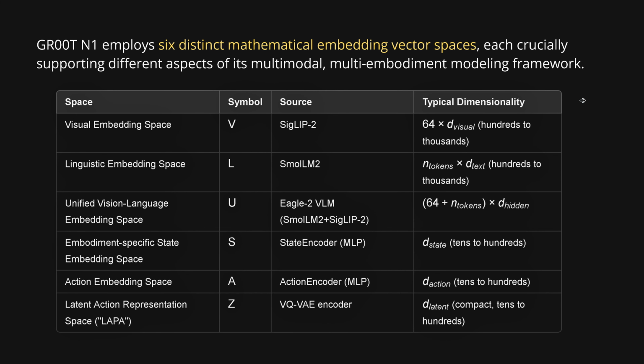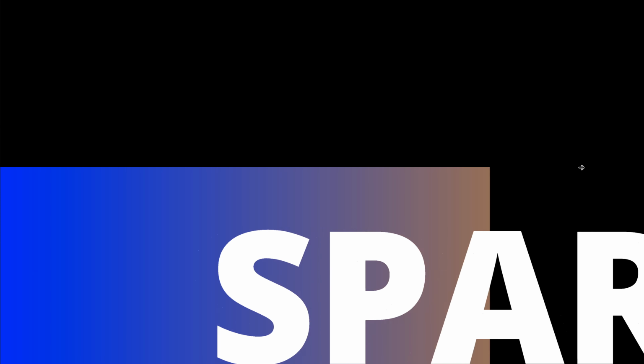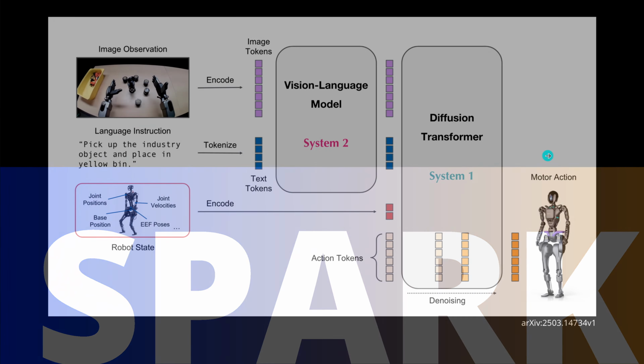Source, dimensionality, I think we have now a good understanding. We have now this new N1 AI model by Nvidia. Those are the spaces. But let's talk now about what's really interesting. This is the mathematical function we apply. No? I mean the operators in those spaces and between those spaces. Yeah, it's a little bit different today, but I'm in a good mood and I hope you enjoy this video too. So let's come to the spark of genius.